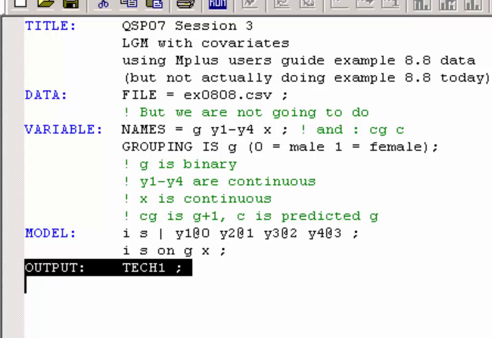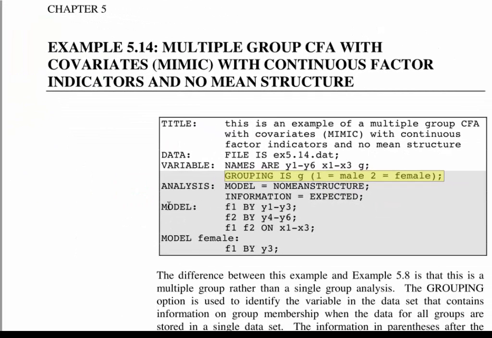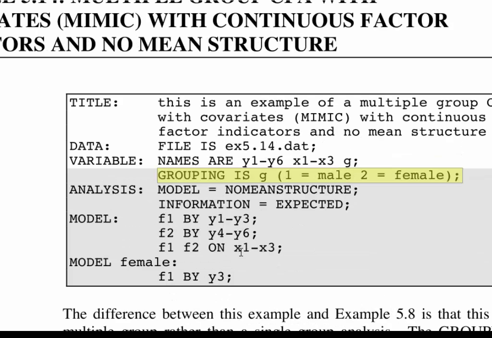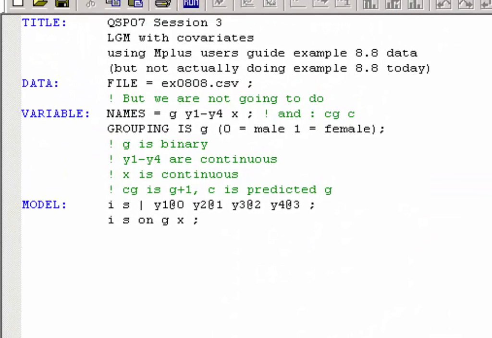So let's go back to the Mplus Users Guide. The model command is a little bit different. It has an overall model statement, and then it has group-specific model statements. And so things that are in the overall model statement will be similar for both groups, and then we can allow some things to be different across those two groups. So let's go back to our Mplus, and we'll add a model. Model female.